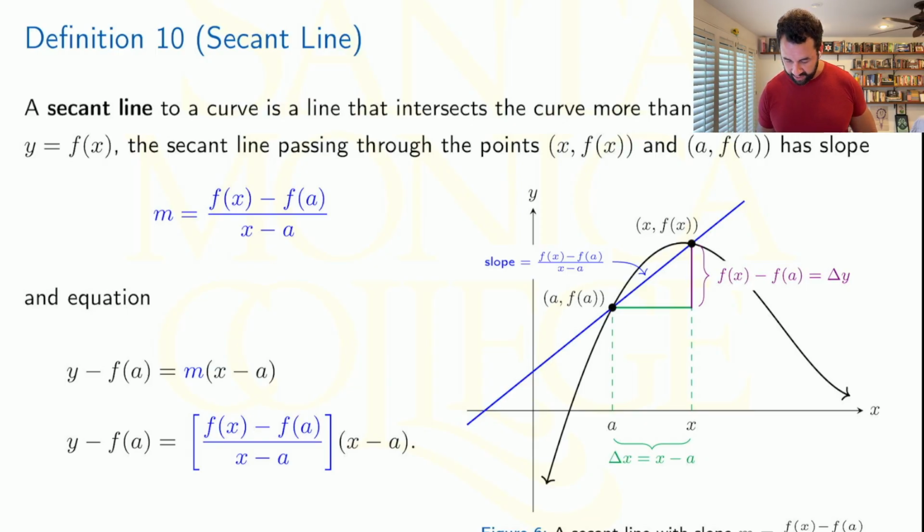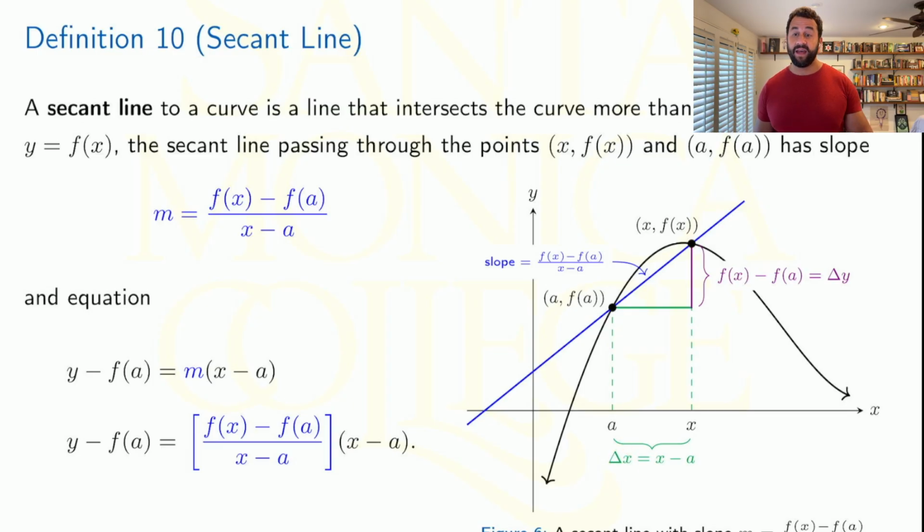For one, there's a change between the x coordinates here. It's the length of this, or I should say the signed length of this horizontal line, since it could be backward. This horizontal line is given by delta x, x minus a. So the distance between here and here is x minus a, because that's the difference between a and x. And that's what we call delta x.